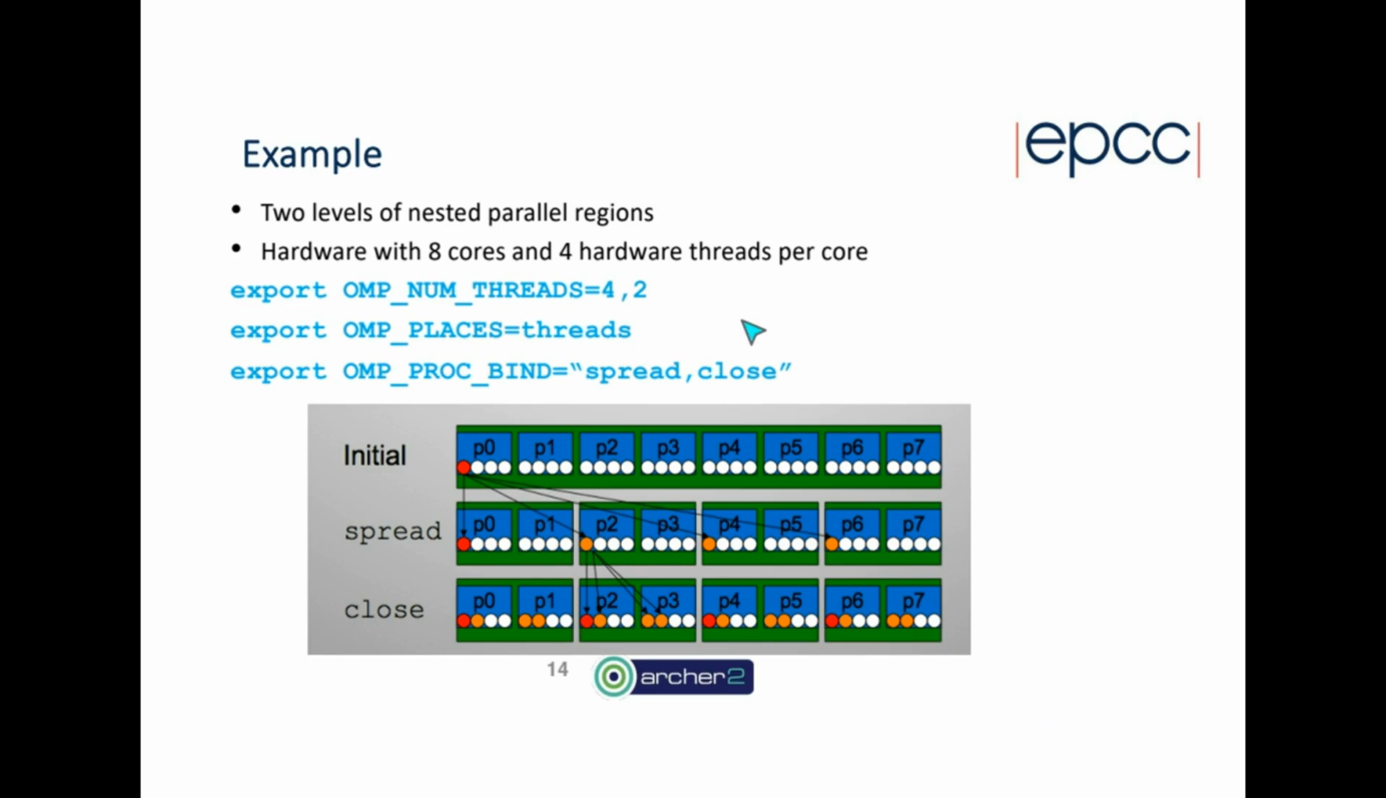Okay, so here's an example. Suppose I have two levels of nesting, so I've got doubly nested parallel regions. By setting the number of threads here, I'm going to have 4 threads at the outer region and then 2 at each of the inner regions.